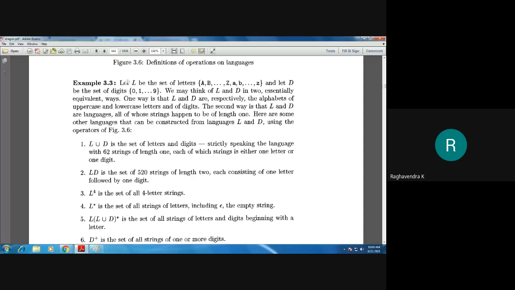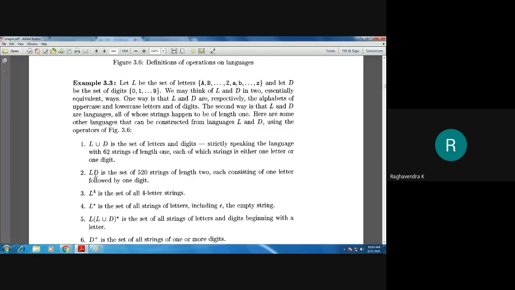So let us say, for example, that L is a set of letters, which is indicated by A to Z and small a to z. And D is a set of digits, which is indicated with 0 to 9. So if L and D are 2 separate languages, then what are the possible results if we perform the operations on these 2 language sets? Let us look into that. So what is L union D? L union D is a set of letters and digits. That's it. So you put them together, it will become L union D.